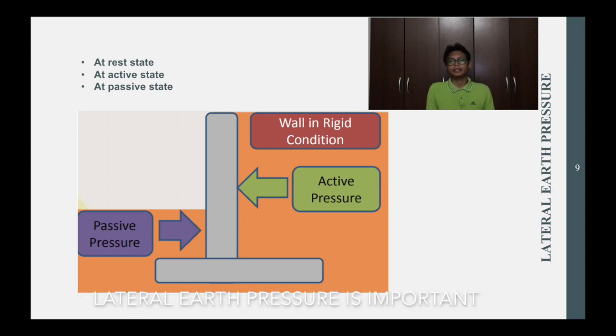Now, I will continue with lateral earth pressure on the cantilever retaining wall. Lateral earth pressure is an important parameter for design of retaining walls. Lateral earth pressure is the direct result of horizontal stress in the soil. The pressure on soil can be categorized into three conditions: at rest state, active state, and passive state.